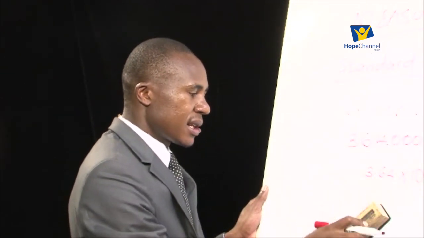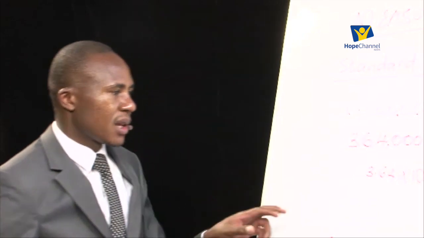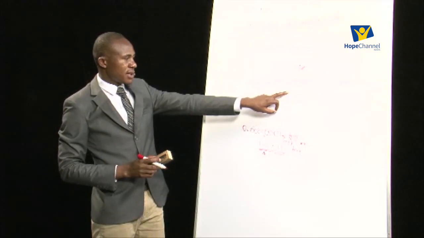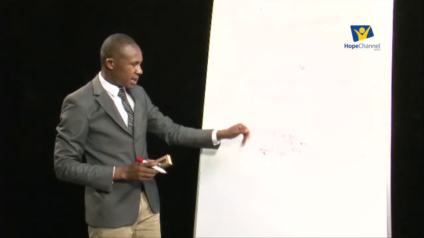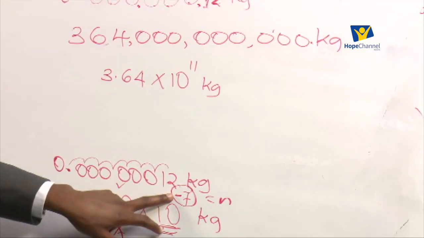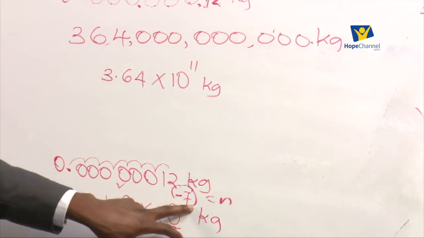One simple thing that we are going to see is that if we are moving the decimal place to the left, the power of 10 will be positive. If we are moving the decimal place to the right, the power of 10 is always negative in an attempt of writing those numbers in standard form.